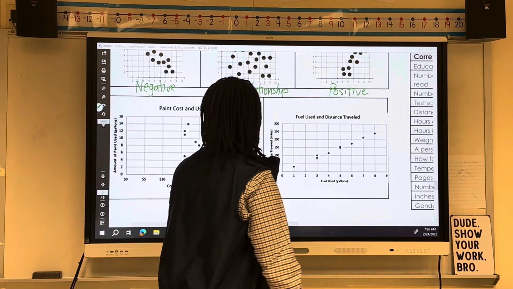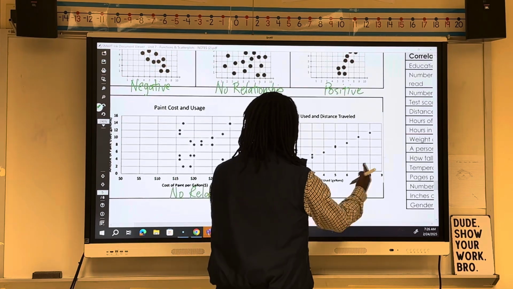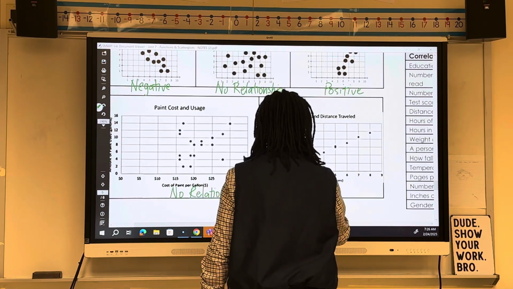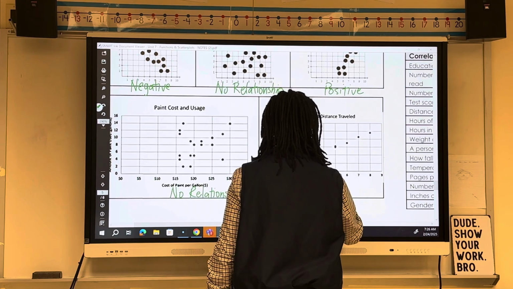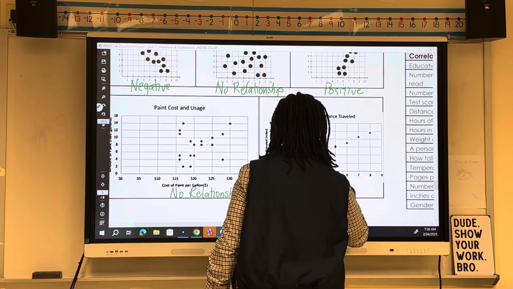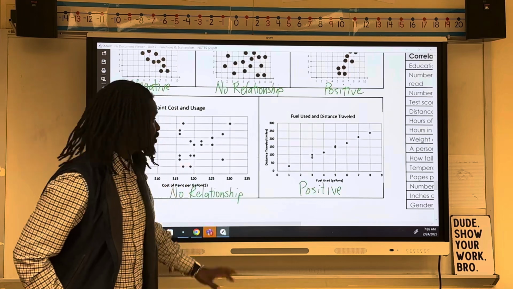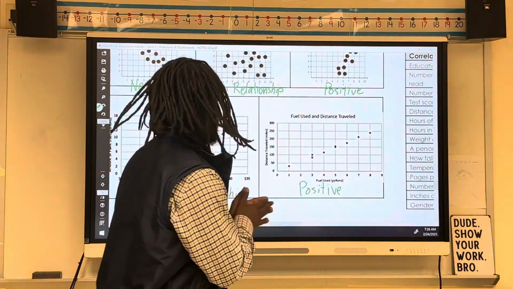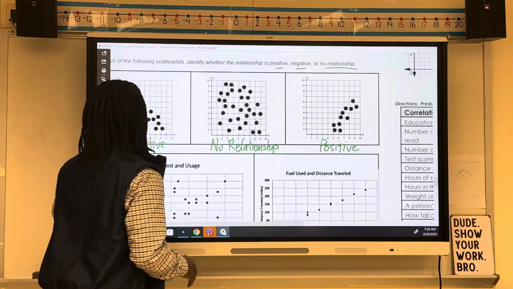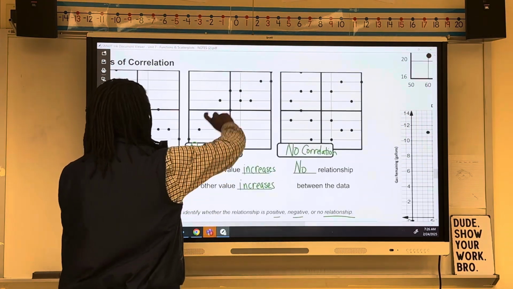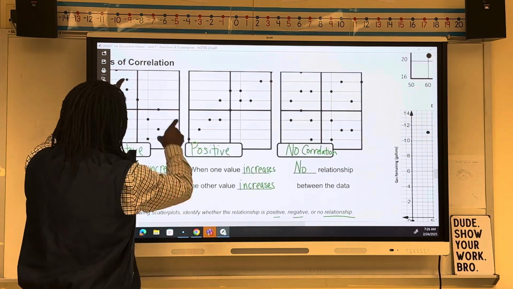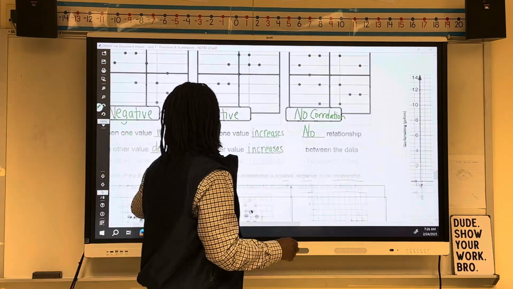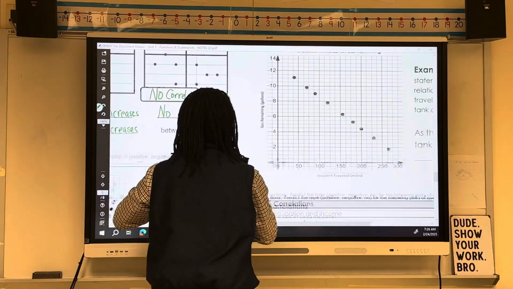And then this one, as it's going from left to right, it is going up, it is increasing, so that is a positive. Okay, positive relationship. So there you have it. Pretty simple. In summary, for a positive relationship, as you are moving from left to right, it is increasing. For negative, moving left to right, it's decreasing, going down. And then no correlation: there's just no relationship.